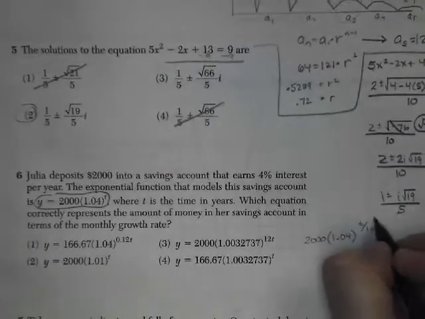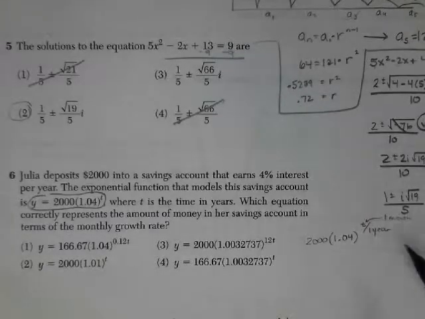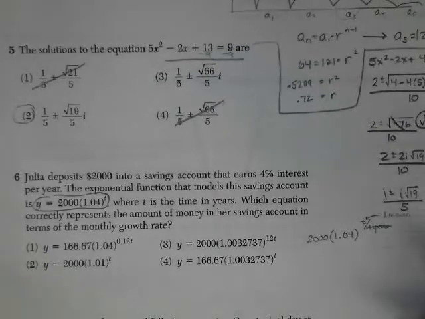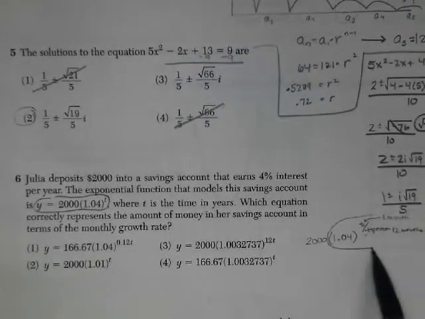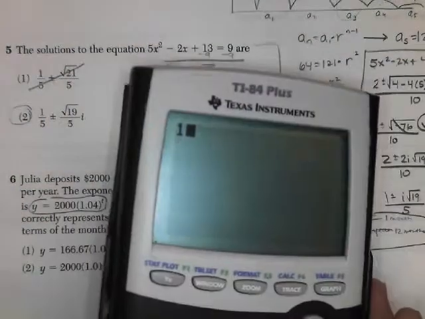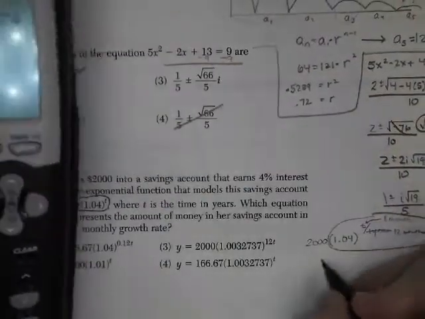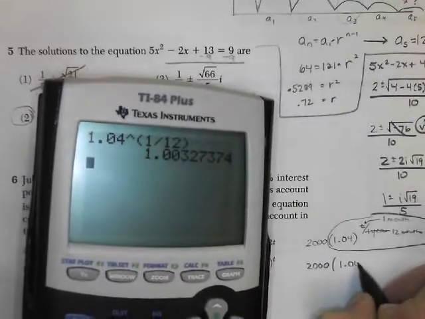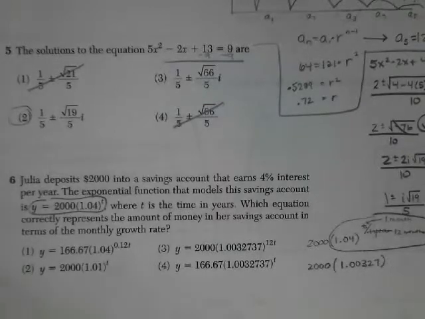If we want the 1 month growth rate, we're going to have to plug in 1 month. The issue is you can't have 1 month and 1 year in different units, so it's probably easiest to change your 1 year to 12 months and then just type this in. 1.04 to the 1 over 12 power. 1.04 raised to the 1 over 12 power, and that'll give us our monthly growth rate. So our starting value is still 2,000, but we're growing at 1.00327, and that's every 1 month.